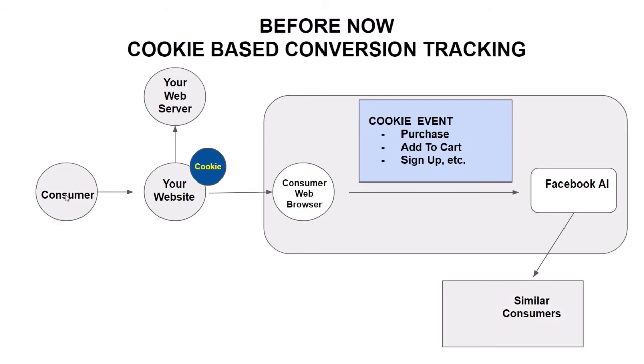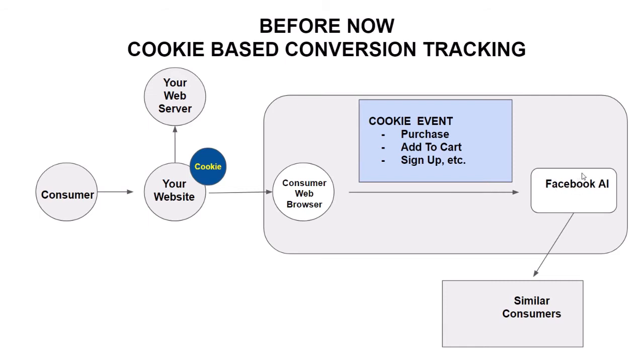Here is a consumer who is coming to your website to check out something that they would like to buy. When they come to your website and are checking it out using their browser, there is a cookie on the browser that records or tracks whatever events or activities they carry out on your site. If they purchase something, add something to cart, or sign up for an event, this cookie will record it through the browser and push it over to Facebook AI.